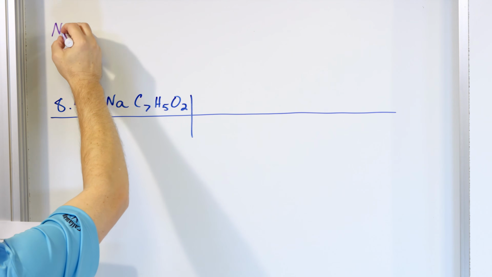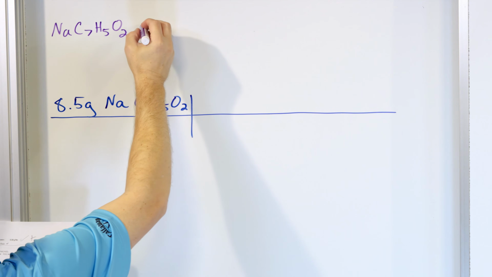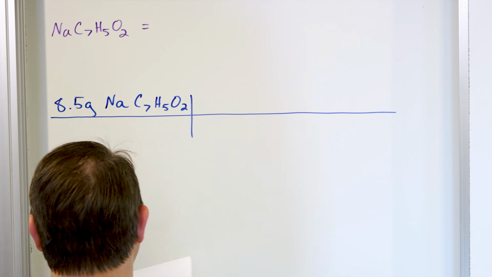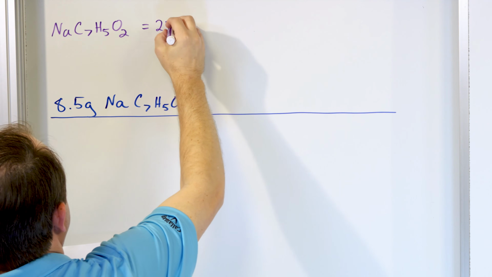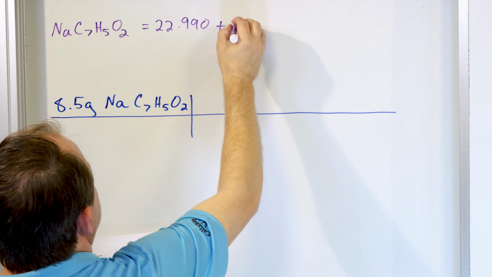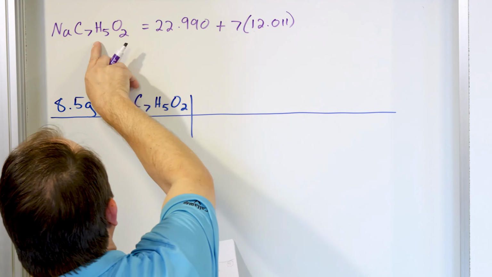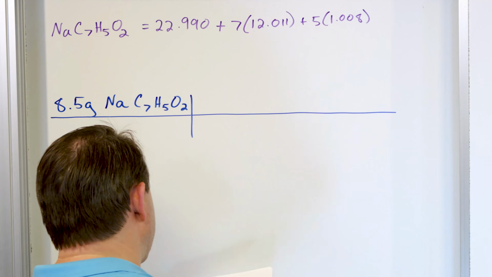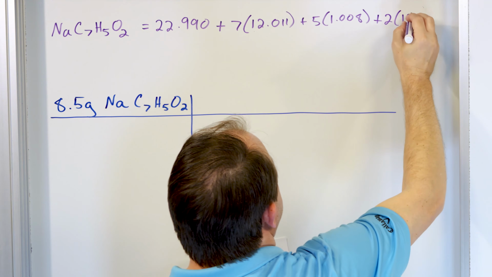So it's Na, and then it's C7, then it's H5, and then it's O2. So we just have to go down the path here. So how many sodiums do we have? We have 1, and when you look on the periodic table, that's 22.990, okay? And then we have 7 carbons, so we have 7. Carbon is 12.011 grams per mole, so that comes next. We have 5 hydrogens, so hydrogen 1.008 grams per mole. And finally, we have 2 oxygen, so 2, and then we have 15.999.